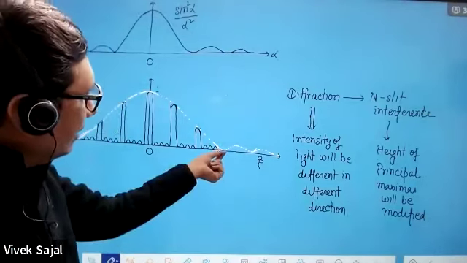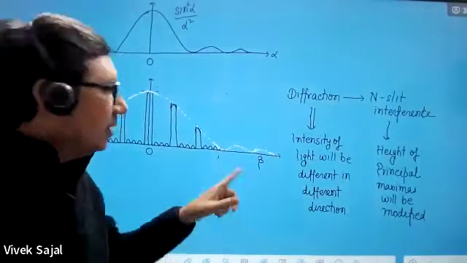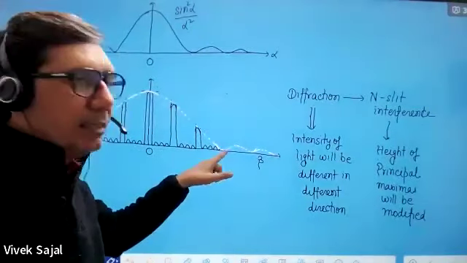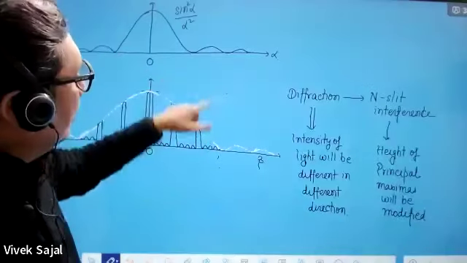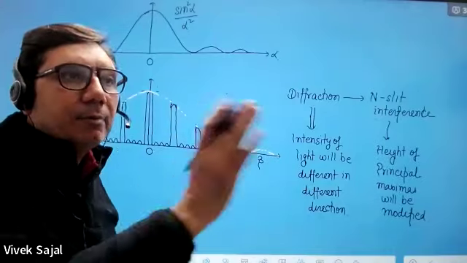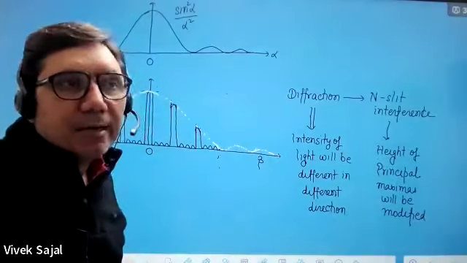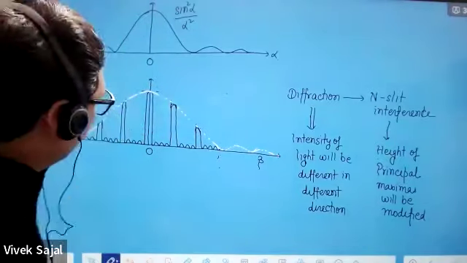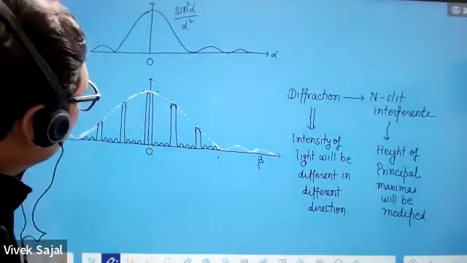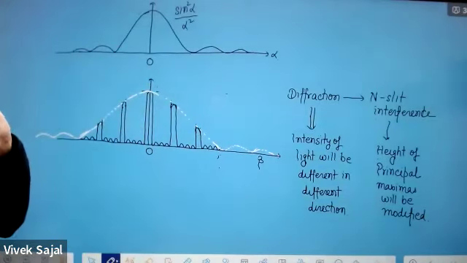So here at the position of diffraction minima, if a principal maxima is falling here, then that will be absent because in this particular direction no light is traveling. When there is no light traveling in a particular direction, no question of interference, no principal maxima in that direction will be formed. So this type of pattern you are going to get as a result of N-slit diffraction.